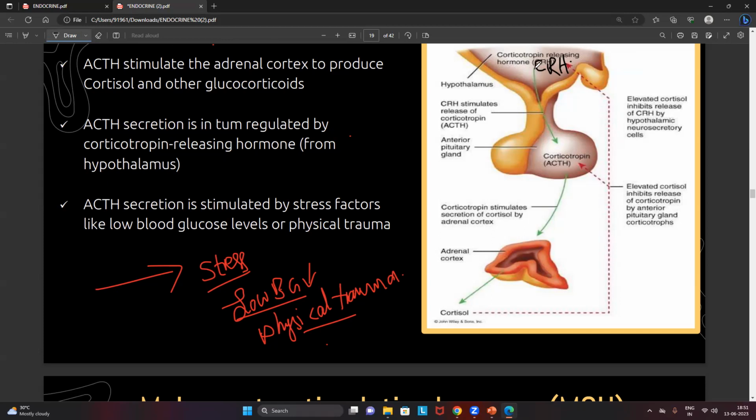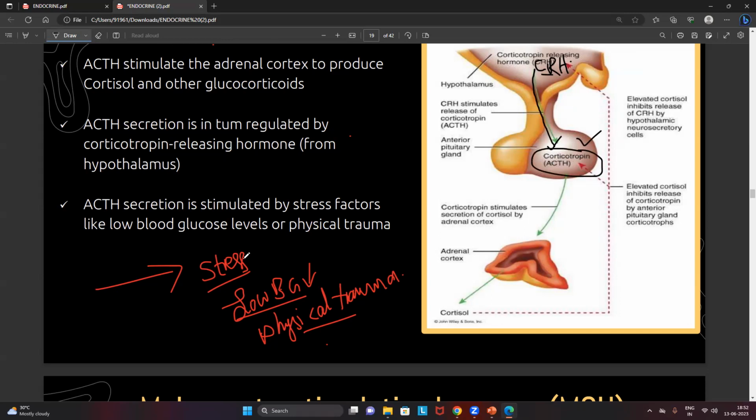Now this corticotropin releasing hormone, focus, via the hypophyseal portal system, that is through the blood vessels, enters the anterior pituitary gland. The moment it enters the anterior pituitary gland, listen everyone, the CRH stimulates the anterior pituitary gland. Then what is the anterior pituitary gland going to do? It is going to release the second hormone.